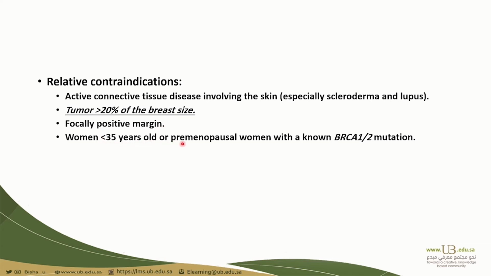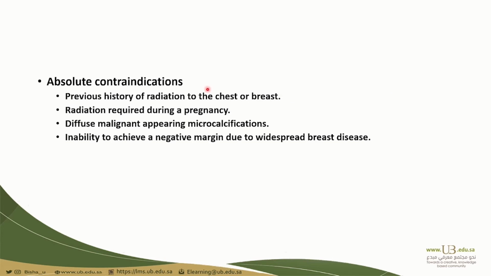Women less than 35 years old or premenopausal women with a known BRCA1 and BRCA2 mutation, because they have a very high incidence of recurrence, and this is a relative contraindication for breast conserving surgery. The absolute contraindications for breast conserving surgery: previous history of radiation to the chest or breast, radiation required during pregnancy, diffuse malignant appearing microcalcifications, so you will leave a focus of malignancy there, and inability to achieve a negative margin due to widespread disease.